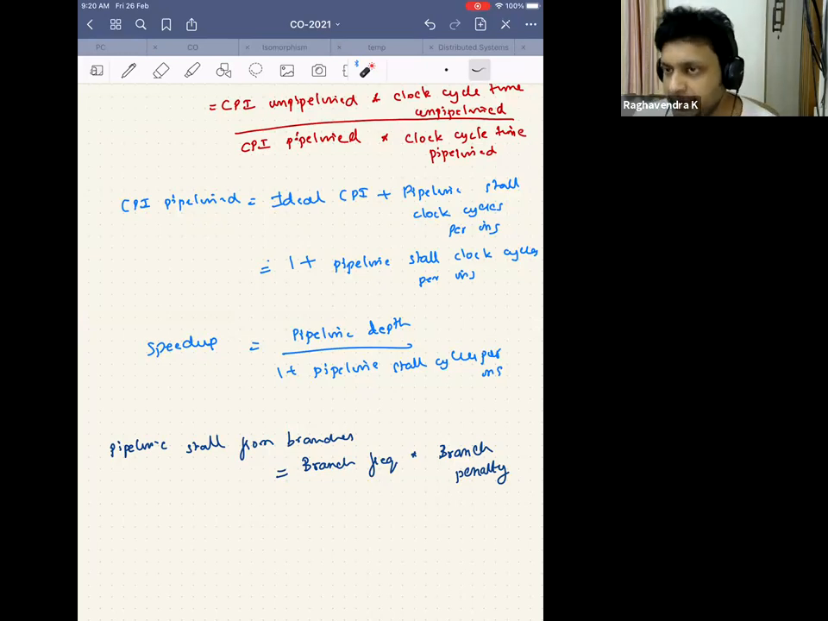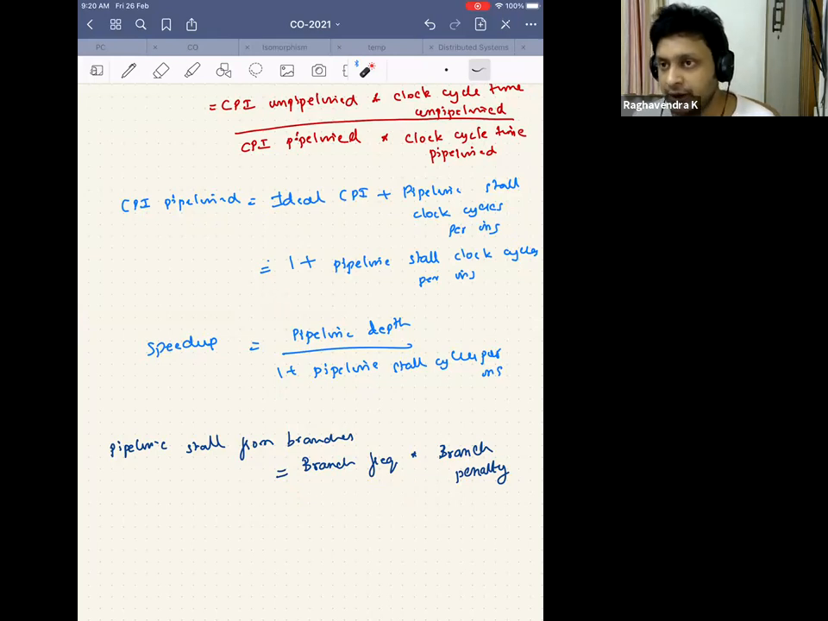So let's say, I'm not saying that's the right answer. Let's say it's 50%, right? So if the branch frequency is 50%, it's 0.5. And let's say I'm paying a penalty of 1 cycle every time, then the speed up is pipeline depth divided by 1 plus 0.5 into 1, which is 1.5.